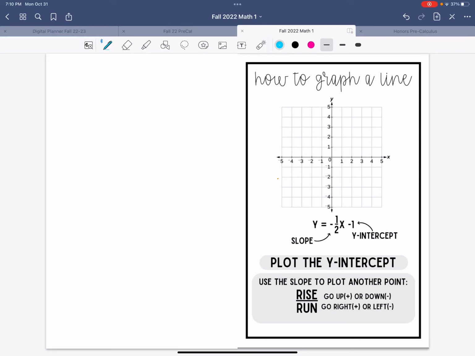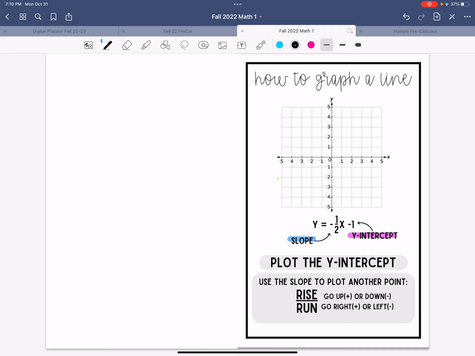All right, so today we're going to talk about how to graph a line. When you're looking at how to graph a line, you're going to need two things: your slope and your y-intercept. Those two things are really the only things you will need, but the other thing you need to remember is the types of slopes that we may have.